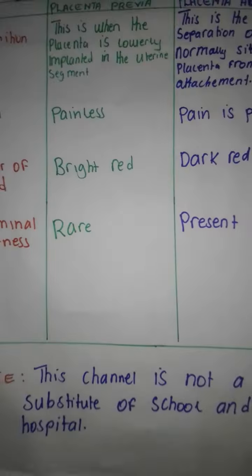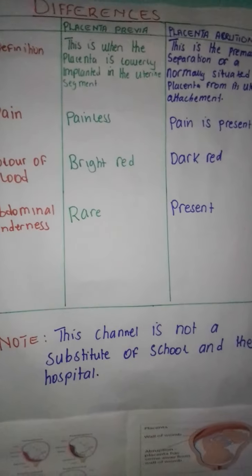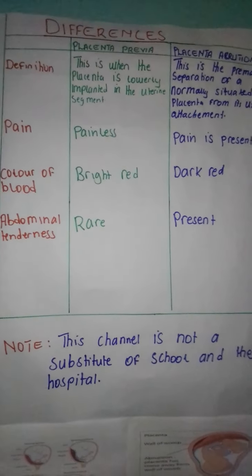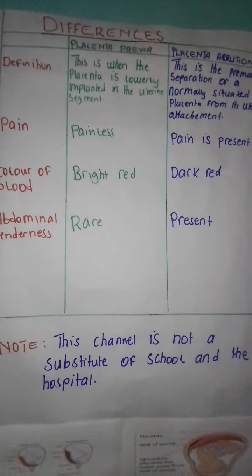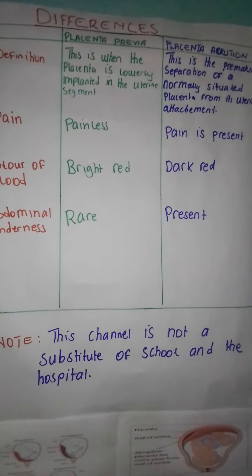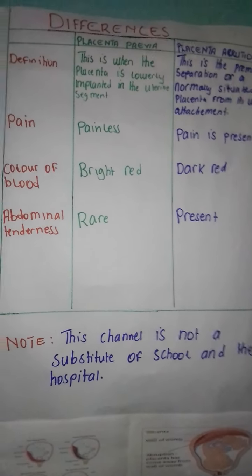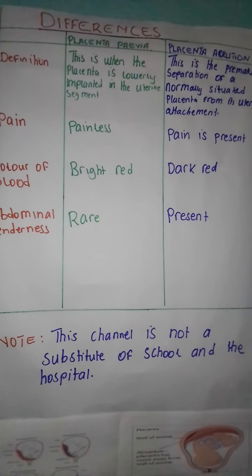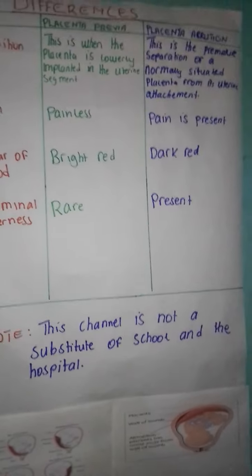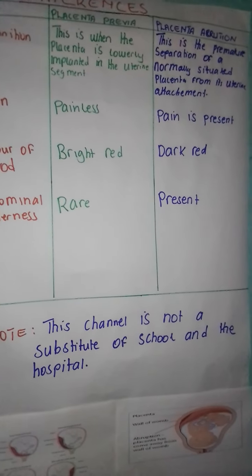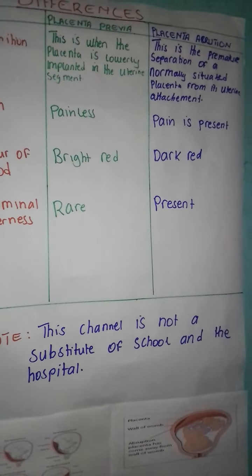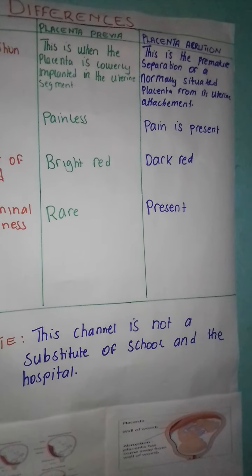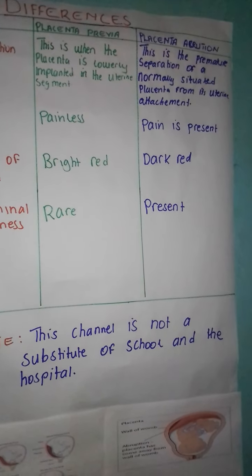All right, what are the differences between placenta previa and placenta abruptio? By definition, placenta previa is when the placenta is lowerly implanted in the uterine segment, while placenta abruptio is the premature separation of the normally situated placenta from its uterine attachment.